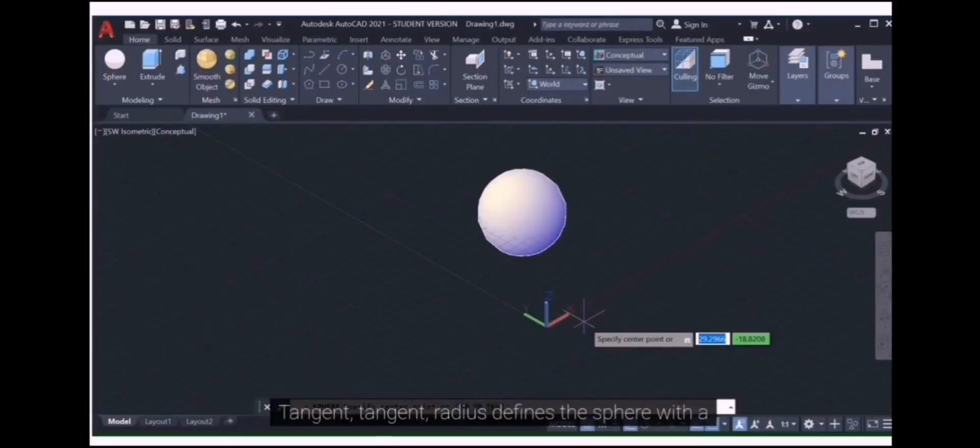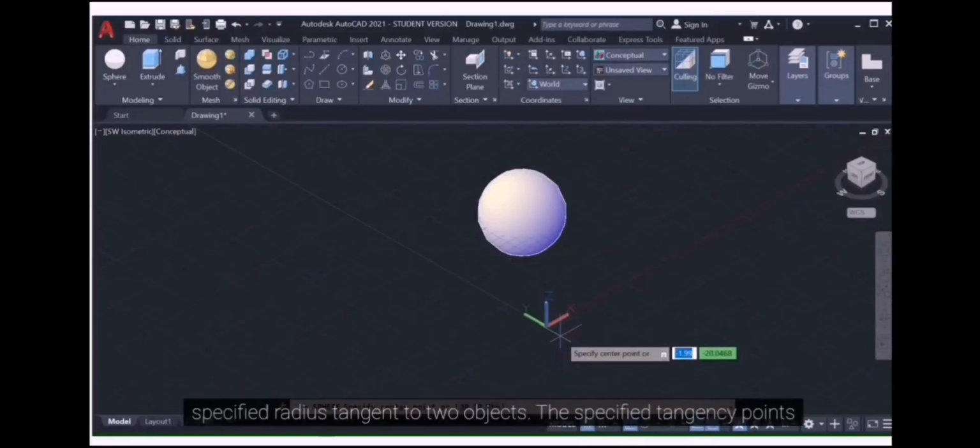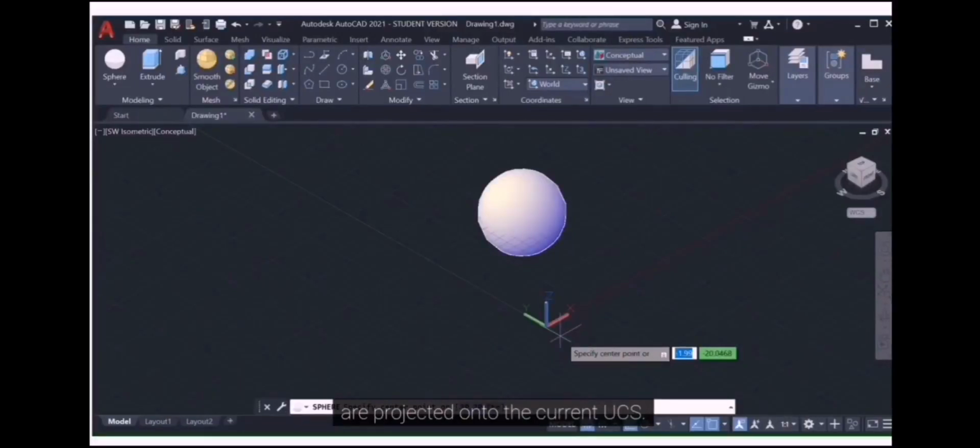Tangent radius defines the sphere with a specified radius tangent to two objects. The specified tangency points are projected onto the current UCS.